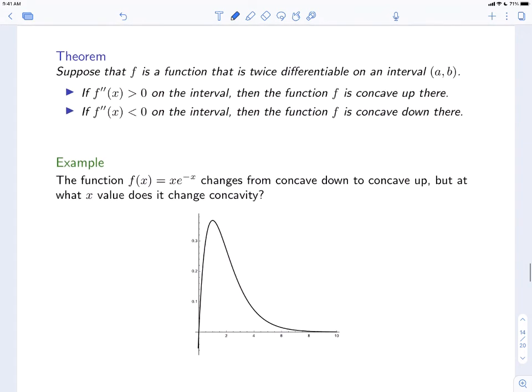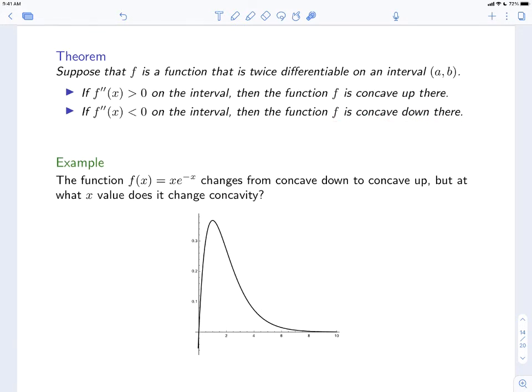So this discussion gives us a theorem. Suppose that f is a function that is twice differentiable, so the second derivative exists, on some interval from a to b. If f double prime of x is greater than 0 on that interval, then the function is concave up there. On the other hand, if the second derivative is negative on the interval, then the function f is concave down there. Let's look at an example.